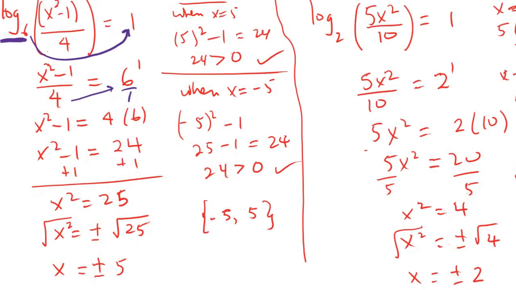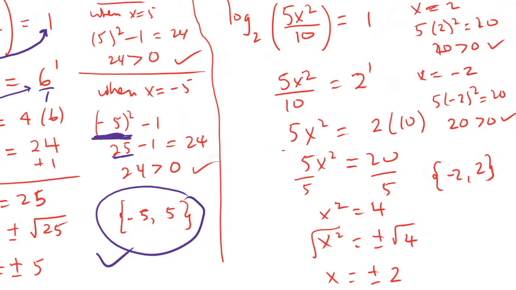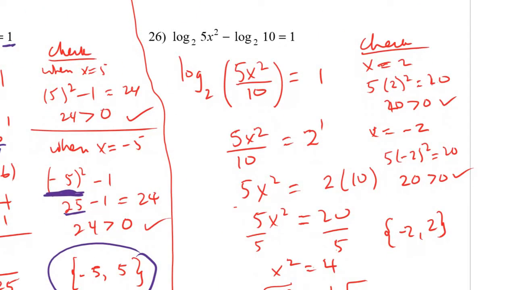And then also check the other one. Because of the negative, we do -5 times -5. This one, you get 25. And 25 minus 1 is 24, which is more than 0. It's checked. So both solutions are good. Both are good. Okay, so the same thing you do with number 26.